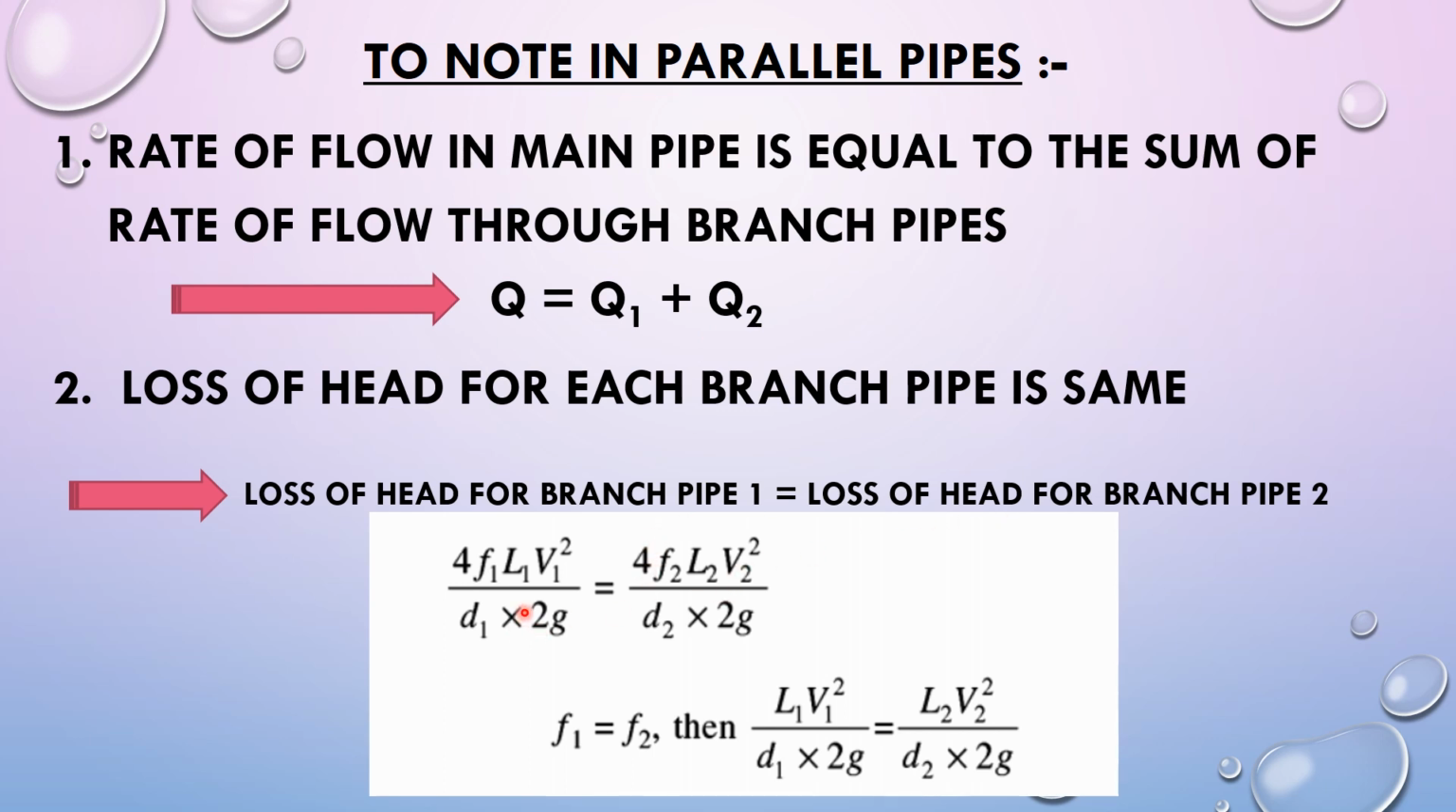As per the Darcy-Weisbach equation we can write it like this. And if we consider f1 equal to f2, where f1 and f2 are, as you know, the coefficients of friction, if both of these are equal, then we can simplify this equation and the final equation will be L1 V1 square by 2g D1 equal to L2 V2 square by 2g D2. So this is the equation for parallel pipes.